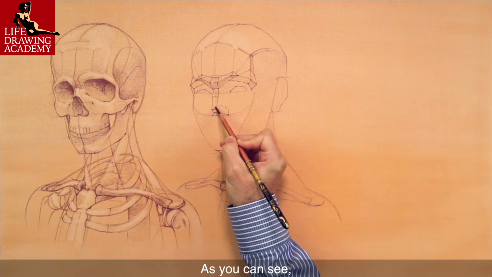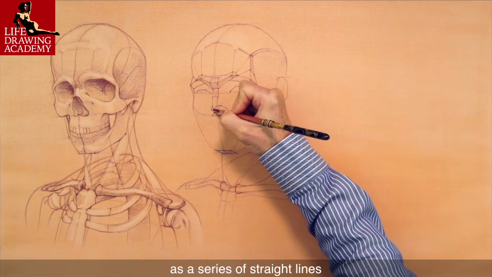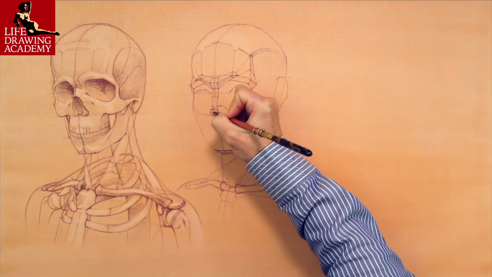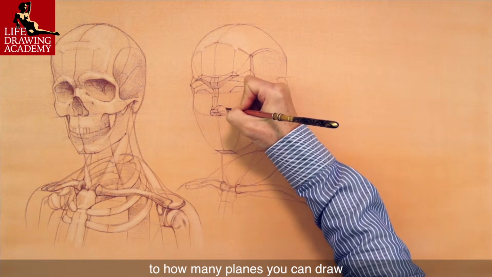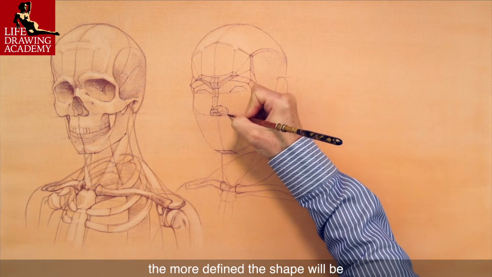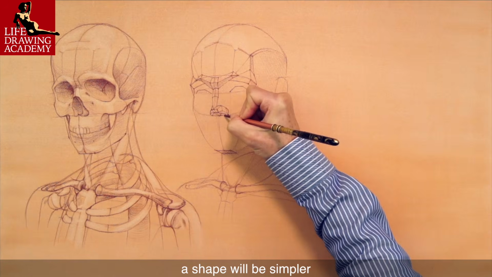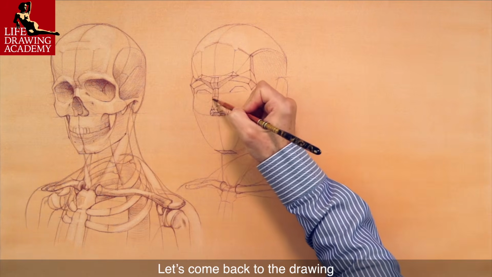As you can see, I draw all organic smooth surfaces of a face as a series of straight lines that form triangles and trapezoids. There is no limit to how many planes you can draw. The smaller the planes, the more defined the shape will be. With lower polygon planes, a shape will be simpler. Let's come back to the drawing.